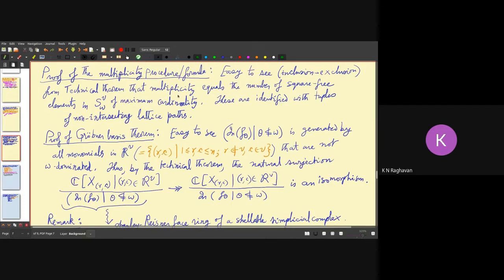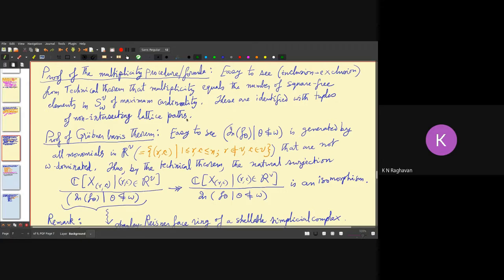So the multiplicity equals the number of square free elements in S_VW of maximum cardinality. This is an easy thing because for the Hilbert function, you count how many elements of degree L there are, and that number gives you the Hilbert function. Then it follows that the multiplicity is just given by this number. This is very easy. It's just an elementary inclusion-exclusion argument. Okay. And then it is easy to identify these combinatorially with tuples of non-intersecting lattice paths.